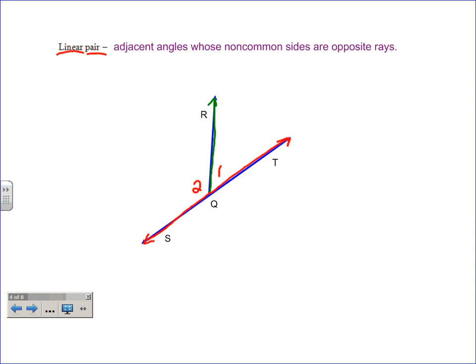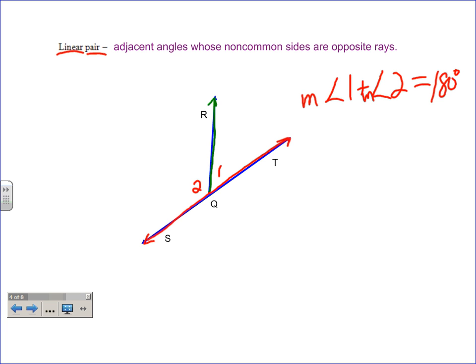But we do know one thing for sure. We know that the measure of angle 1 plus the measure of angle 2, you should know that. Because if it's a linear pair, what do those have to add up to be? 180. Because that's what opposite rays, or again, we call that a straight angle, that's what that adds up to be.